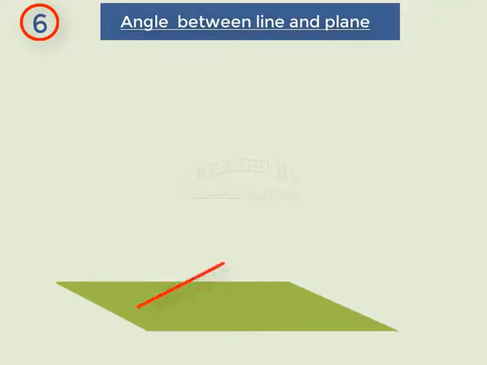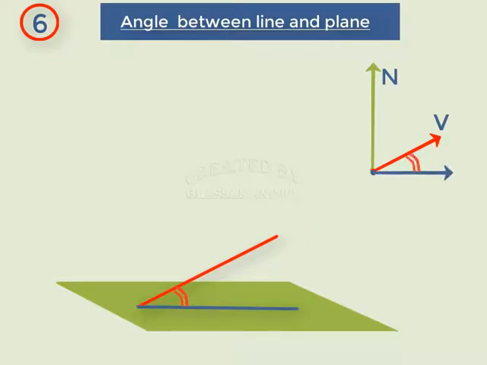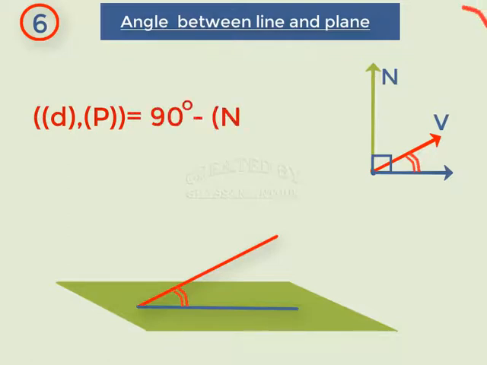Angle between a line and a plane. Given a line D and a plane P, if n is a normal vector to P and V is a direction vector to D, then the angle between D and P will be equal to 90 degrees minus the angle between n and V. So it refers to an angle between two vectors also.